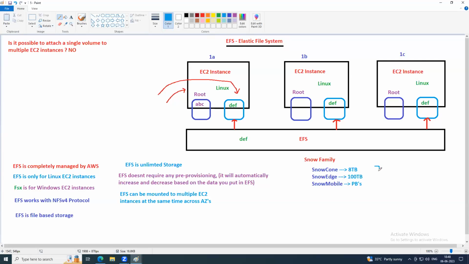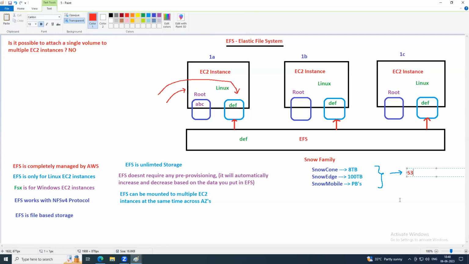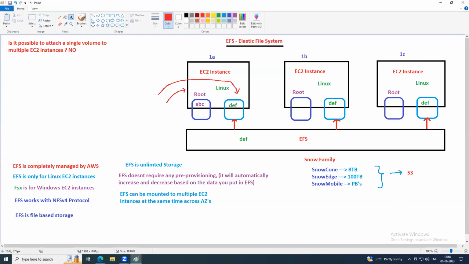So basically, remember, all these things will be pushed into which service? S3. All your Snow Cone or Snow Family data will be pushed to which service? S3. From the S3 service, you can take it to EC2. Yes. You can take it to EFS. Yes. Everywhere you can take it. How do we take it? We'll see going forward.